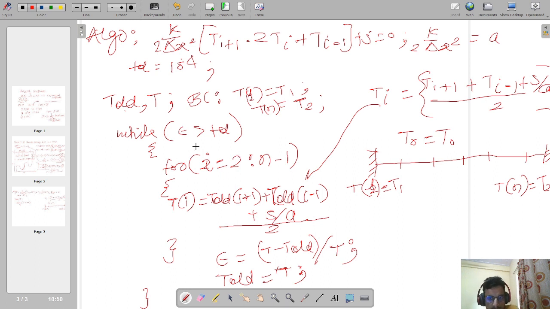So this is the algorithm, and we are considering k by 2 delta x square as a constant, that is a, and you can give any heat generation. So I hope it is clear. We'll just quickly jump to the MATLAB code and see how it works and how we can write this in MATLAB.